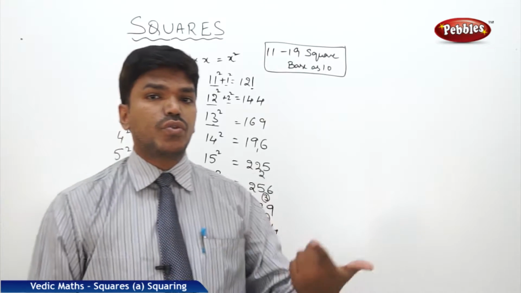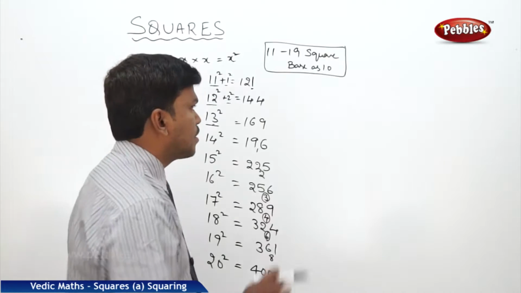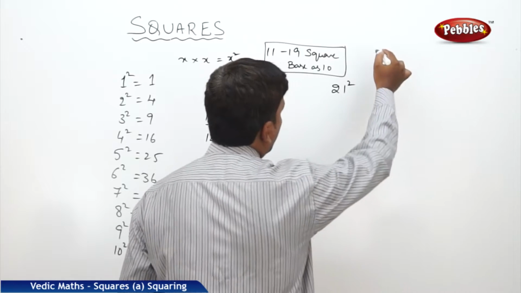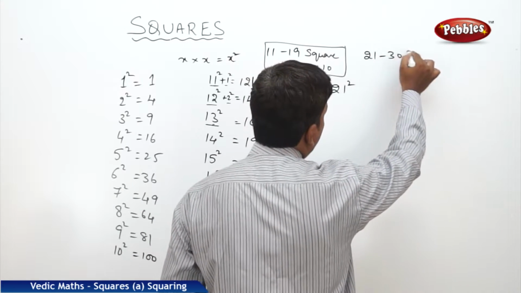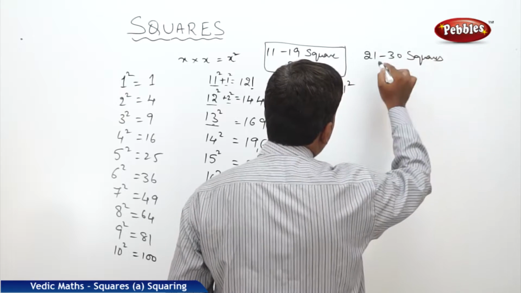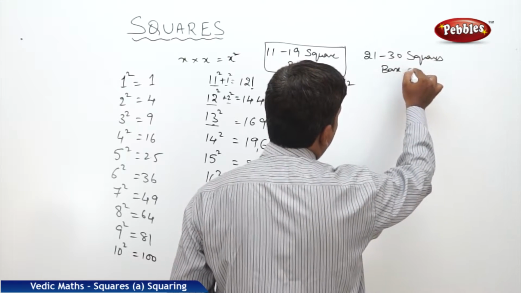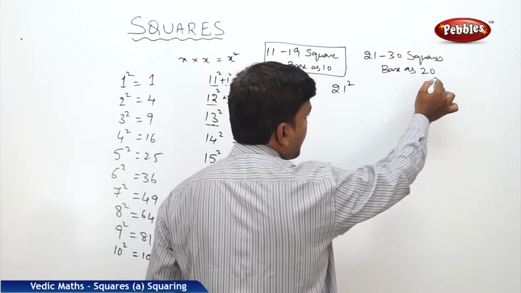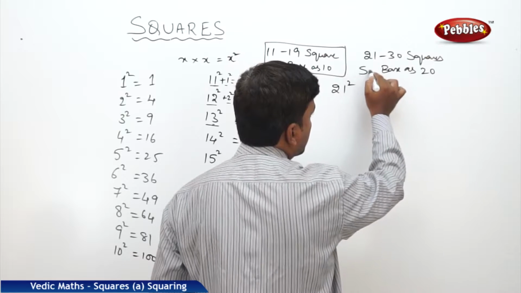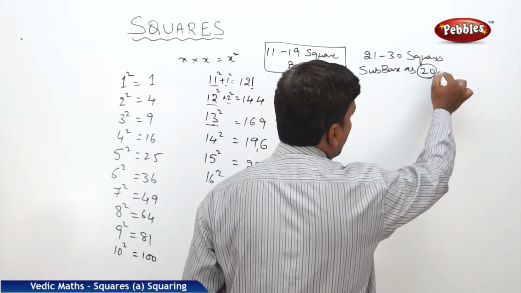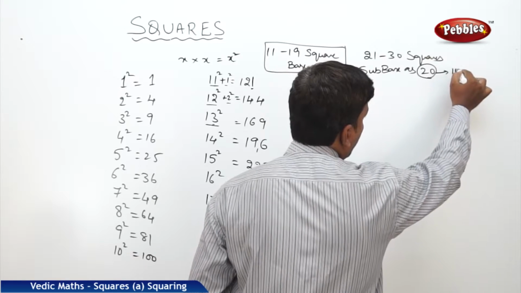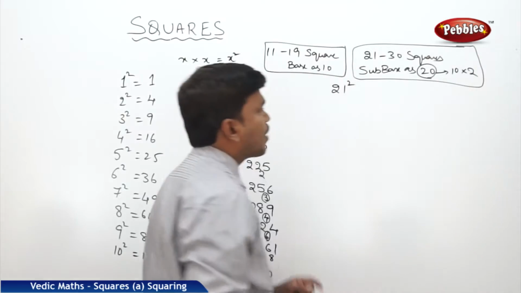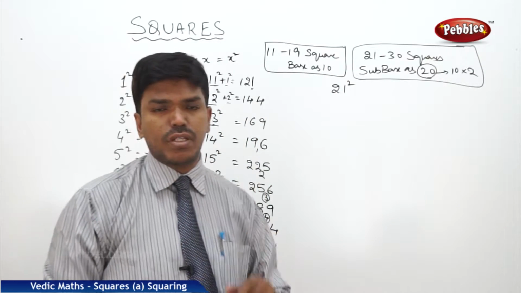Now what about 21 to 30? How can you remember 21 to 30? See here. When you are taking 21 square or from 21 to 30 squares, we are taking base as 20. Okay, but it is not the base, it is a sub base. Why? Because 20 is a multiple of what? 10 into 2. So we are taking the sub base 20 to calculate the squares from 21 to 30.